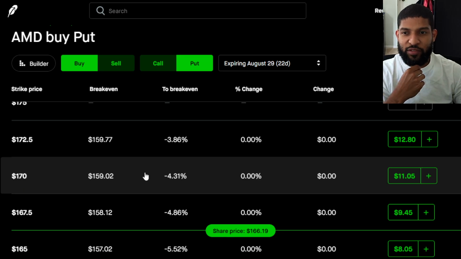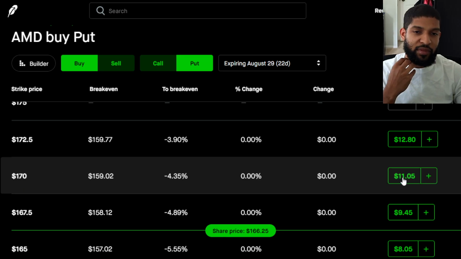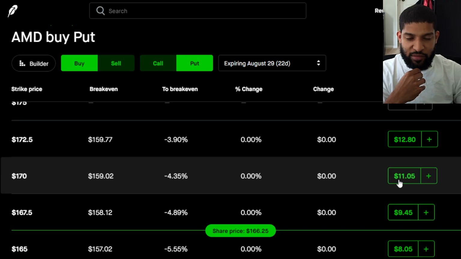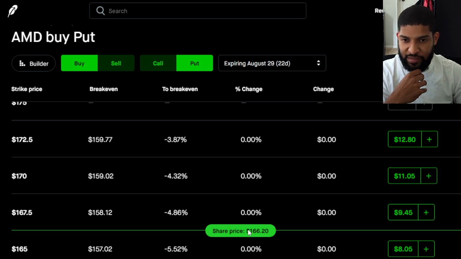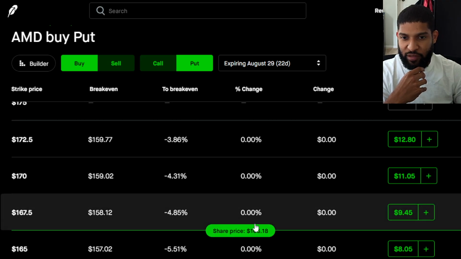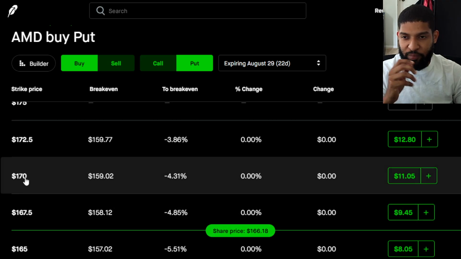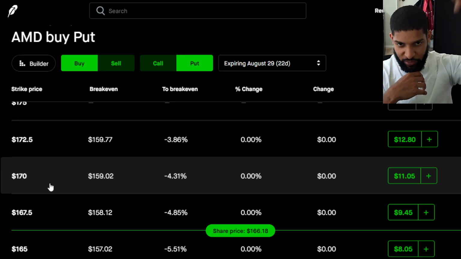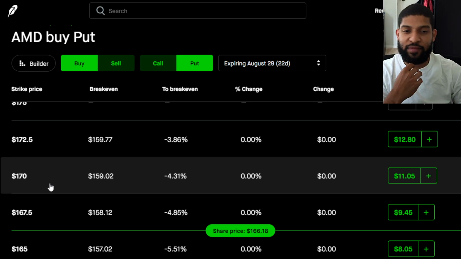So the cost of this 170 put option is $1,105. Now keep in mind it's a put option, so the value of this contract is going to be high because the share price is 166. It already went past the strike price. It already went down past 170. So basically, it's an in the money put option.